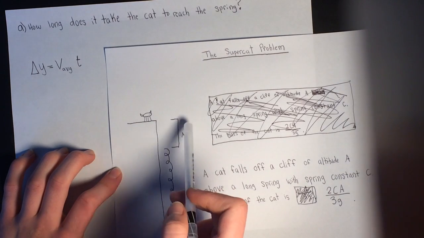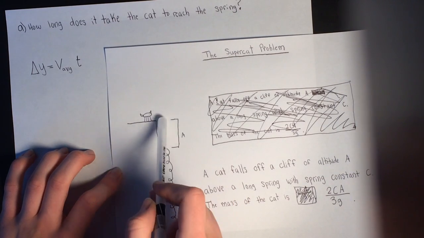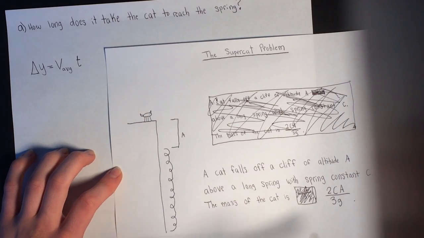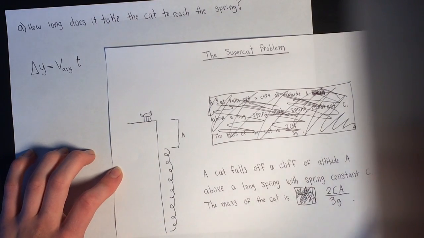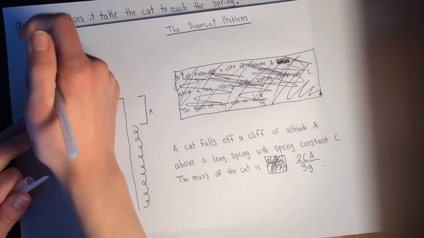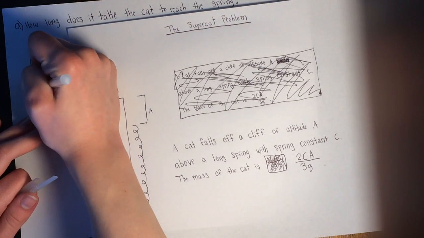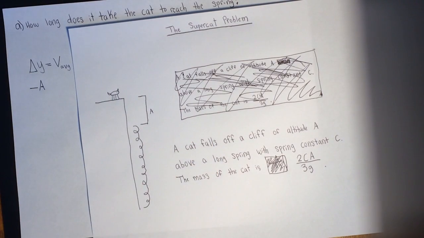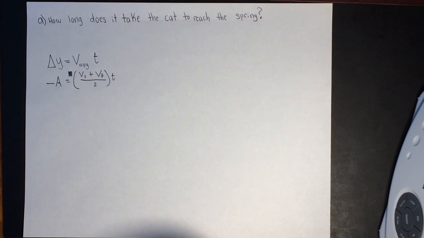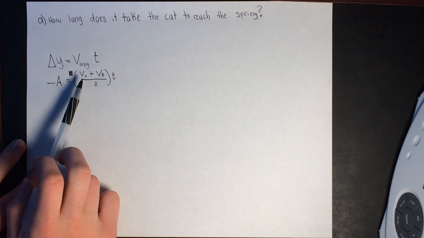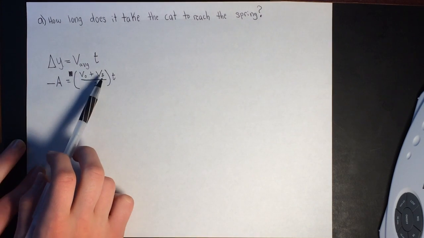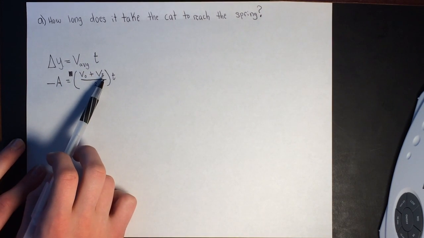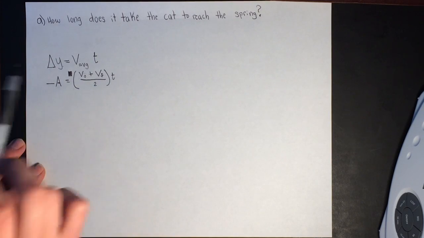So if you remember here that A is the distance between the top of the cliff and the spring, then the change in y of the cat is going to be equal to negative A, because it's going to fall downward that distance. And then the average velocity with constant acceleration can just be given by the initial velocity, v0, plus the final velocity, v subscript f, divided by 2, times the time.